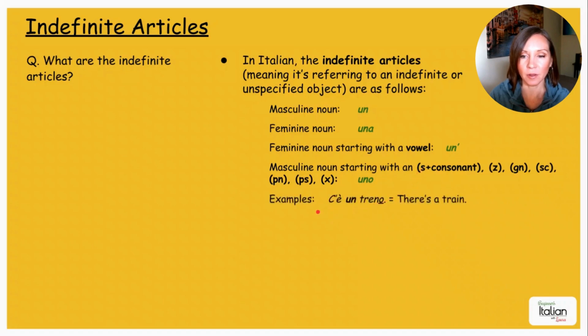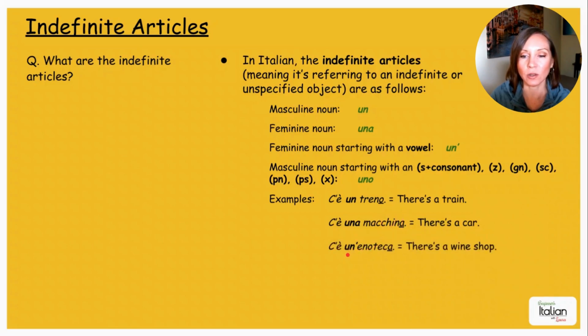Okay, so for example, we have our same examples once more. C'è un treno. There's a train. C'è un treno because it is a masculine singular noun, because you don't use these with plural nouns. So it makes it a little bit easier. C'è una macchina. There's a car. Once again, feminine noun.